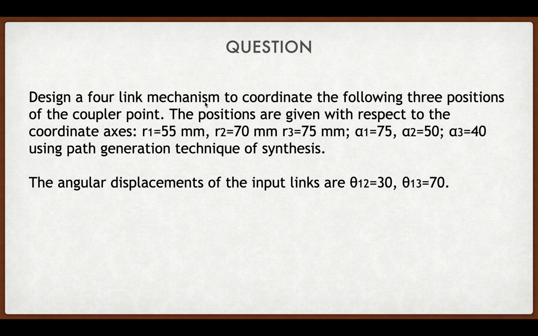and a fixed link. The position of these couplers are given by R1, R2 and R3, where R1 is equal to 55 millimeters, R2 is equal to 70 millimeters, and R3 is equal to 75 millimeters. All these positions are given with respect to the coordinate axis. We are also given alpha 1, alpha 2, alpha 3, which are the angles made by the coupler links with respect to the fixed links, where alpha 1 is equal to 75 degrees, alpha 2 is equal to 50 degrees, and alpha 3 is equal to 40 degrees. Also, the angular displacement of the input links are given, that is theta 12 is equal to 30 degrees and theta 13 is equal to 70 degrees.